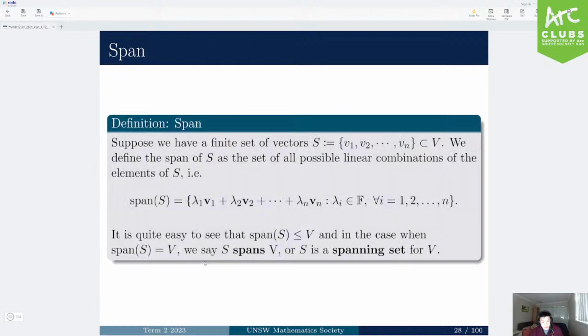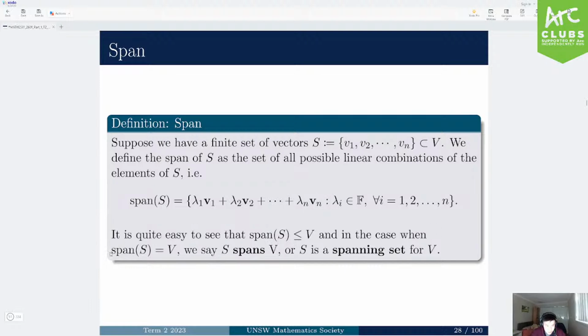Now we come to the next definition, span. Suppose we have a finite set of vectors S. We want to define the span of S as the set of all possible linear combinations of the elements of S. So the span of S is essentially every single vector that can be written as a linear combination of the vectors inside S. So, what is spanned by the n vectors inside S.